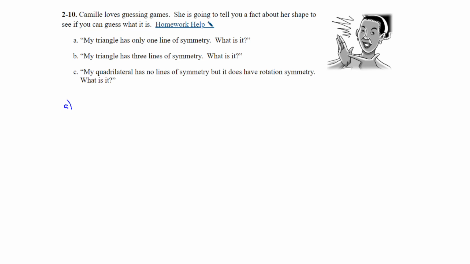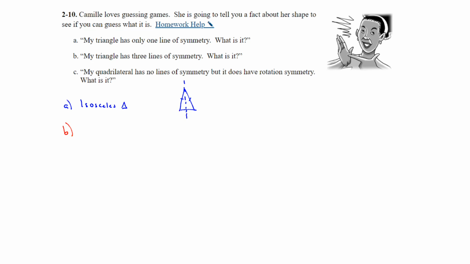So what would we need to have one line of symmetry? We would need it to be an isosceles triangle. All right, and so think about that. If you have an isosceles triangle here and here, your line of symmetry would always break that up.